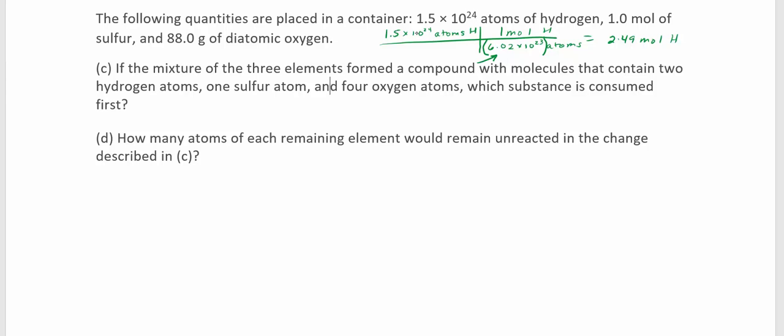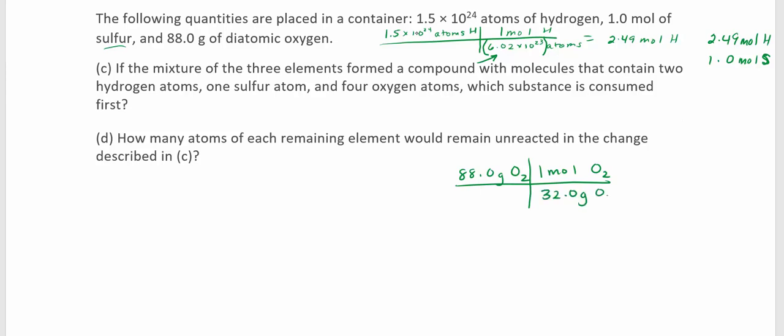So now I need to convert my 88 grams of diatomic oxygen into moles because my sulfur was already in moles. I have 2.49 moles of H, I have 1.0 moles of S, and I'm going to convert my 88 grams of diatomic oxygen. So 88.0 grams of diatomic oxygen, that means O2, and I'm going to convert that into moles. So 1 mole of O2 is 32.0 grams of O2.